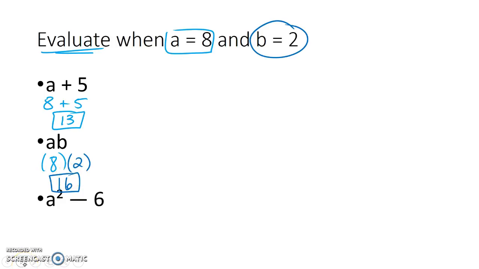And then our last example like this is A squared minus 6. So I'm going to plug in 8 for A squared minus 6. So 8 squared means 8 times 8, not 8 times 2. So 8 times 8 gives us 64 minus 6. And then 64 minus 6 gives us 58. So our final answer is 58.